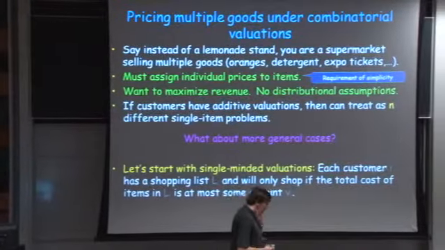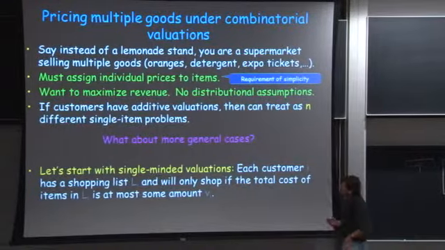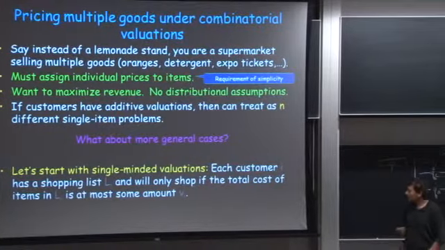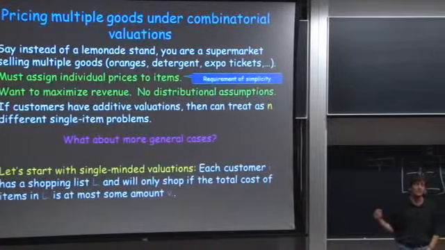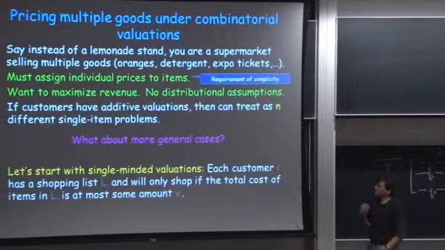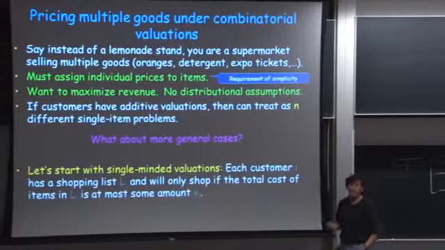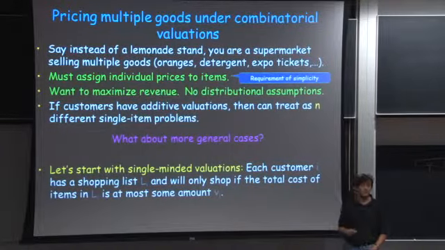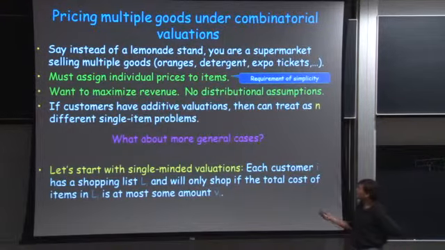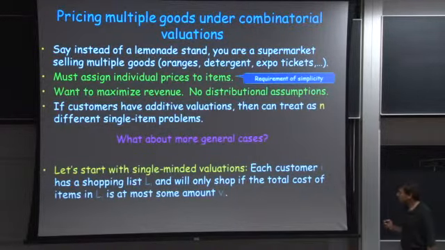Okay, so what I want to do is start with the case of single-minded valuation, so everybody has a shopping list. Every customer i has a shopping list and a value on that list, and they will only buy if the total cost of all the items in their list is at most that value they have. Otherwise, they will go to the competing store or something. So each customer has some list and some maximum amount they're willing to spend. In that sense, they're like our lemonade buyers who had a particular number, how much they were willing to pay on lemonade. Here they have a shopping list and the amount they're willing to pay for the list. What's going to make this more complicated, though, is that we are required to assign prices to items. We're not allowed to assign prices to lists, for instance.